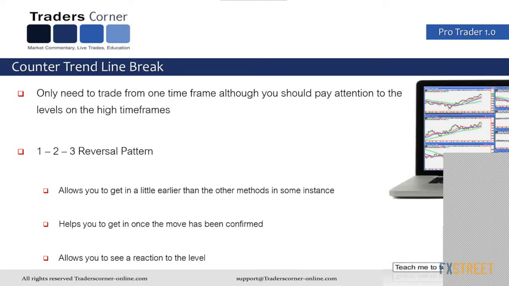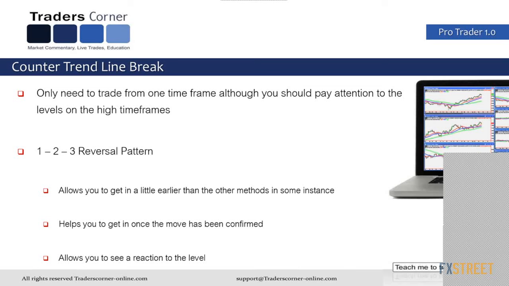The final technique in isolation is the counter trend line break. I like this quite a lot. Now, again, you only need to trade the one time frame, although you should pay attention to levels on the higher time frames. You can also use a 1-2-3 reversal pattern in conjunction with a counter trend line break, which is what you'll see that I use quite a lot in the Forex Focus videos. It allows us to get in a little earlier than some of the other methods.